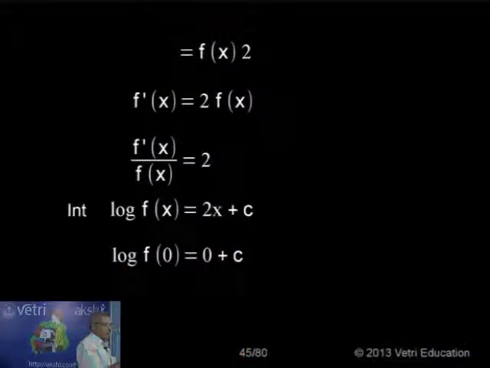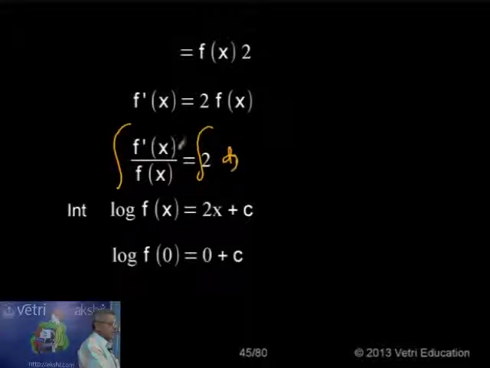I repeat again: f dash x is 2 times f(x). Dividing by f(x), f dash x by f(x) is 2. Integrating with respect to x, we get log of f of x, because when the numerator is the differentiation of the denominator, the integral is log of the denominator. Integrating 1, you get x, therefore 2x plus c. Put x equal to 0 to find the value of c. f(0) is 1, log 1 is 0, therefore c happens to be 0.